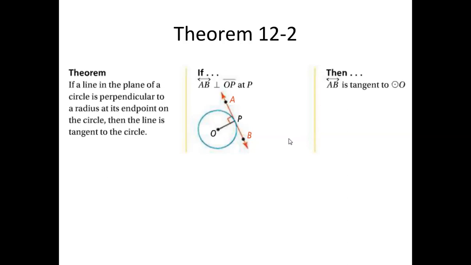All right, lesson 12.2, part 2. We're going to start here with theorem 12.2. If a line in the plane of the circle is perpendicular to the radius at the endpoint on the circle, then the line is tangent to the circle. So before we said if the line was tangent to the circle, then the line was perpendicular to the radius. So now if it's perpendicular to the radius, then we can say the line is tangent.